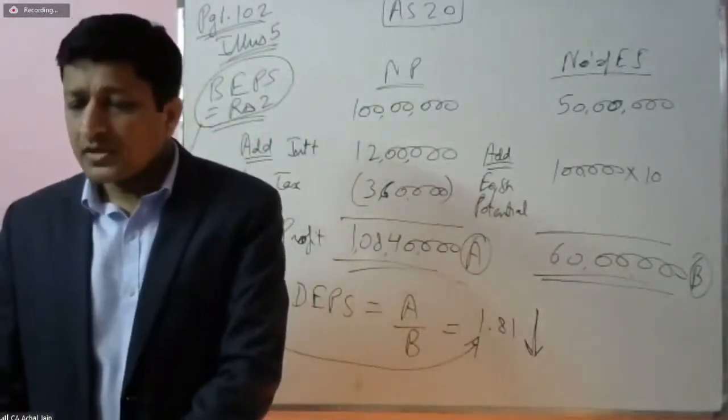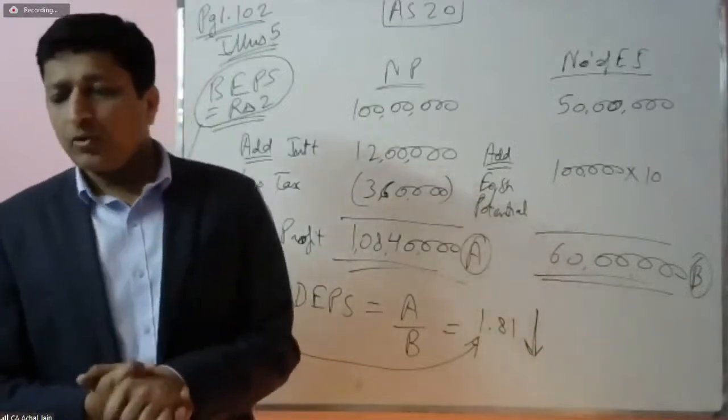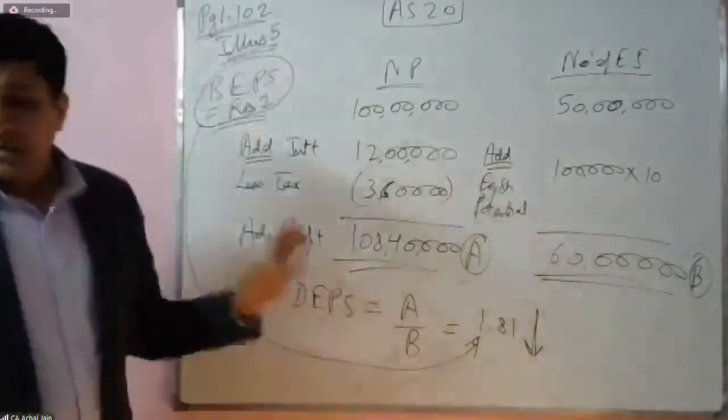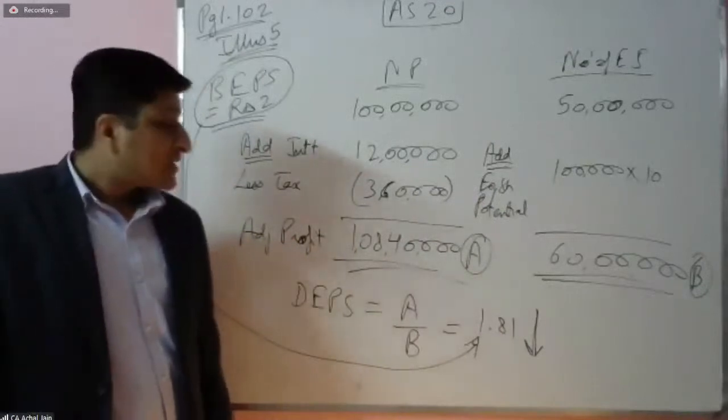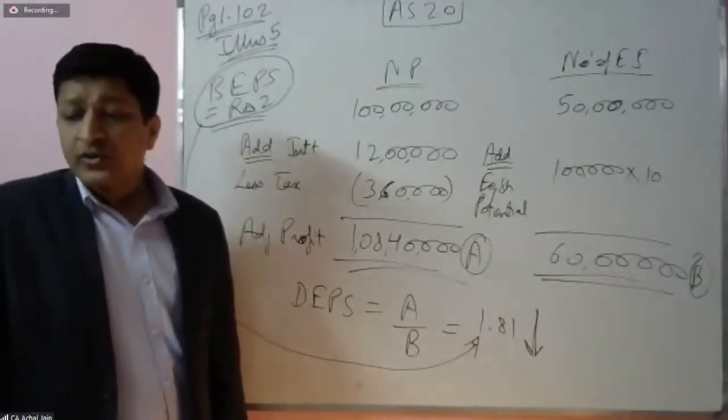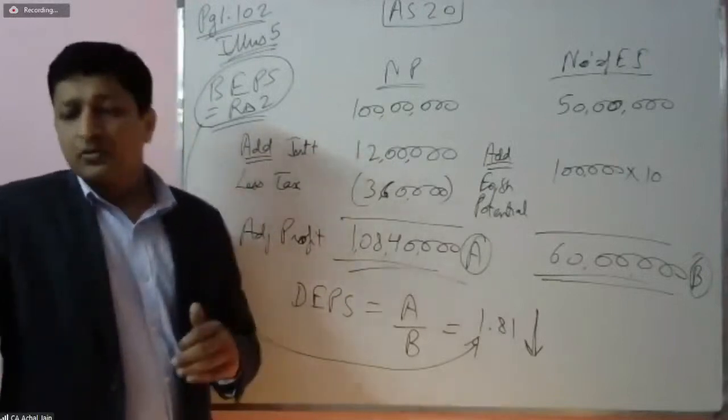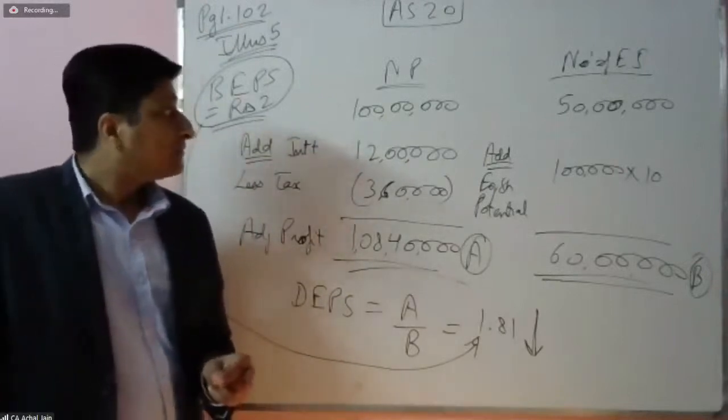Tanu is clear on this. Ria is now clear. Kushi has computed this. Kushi is getting the same answer. Charu is asking, sir, if the tax on interest expense is not given in the question, how do we calculate?